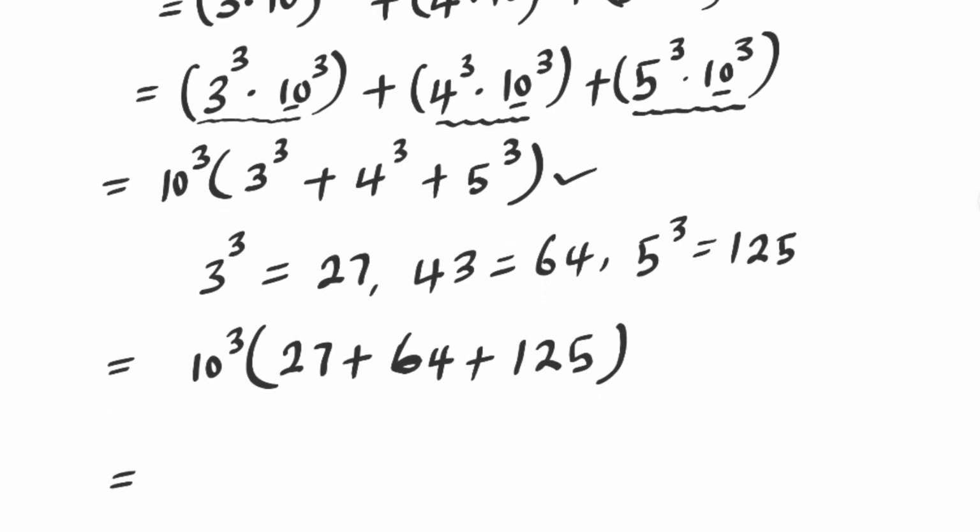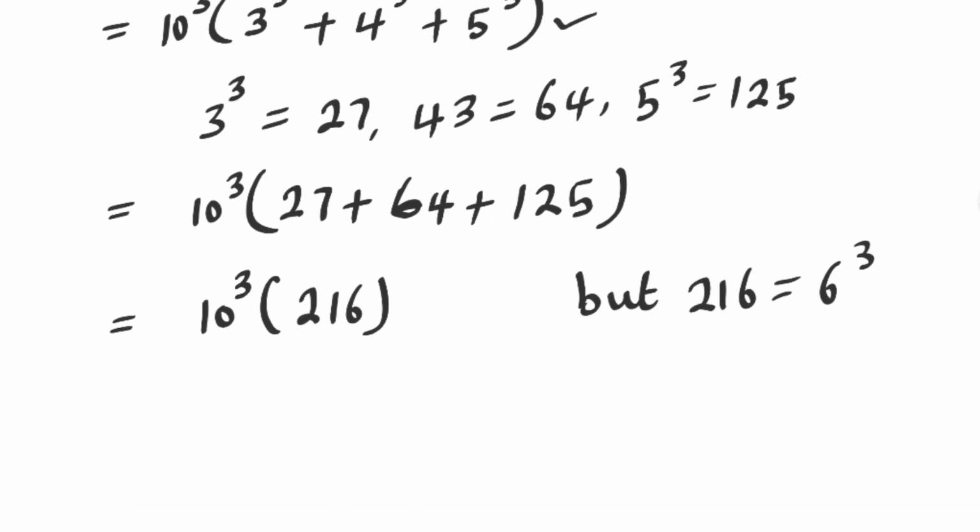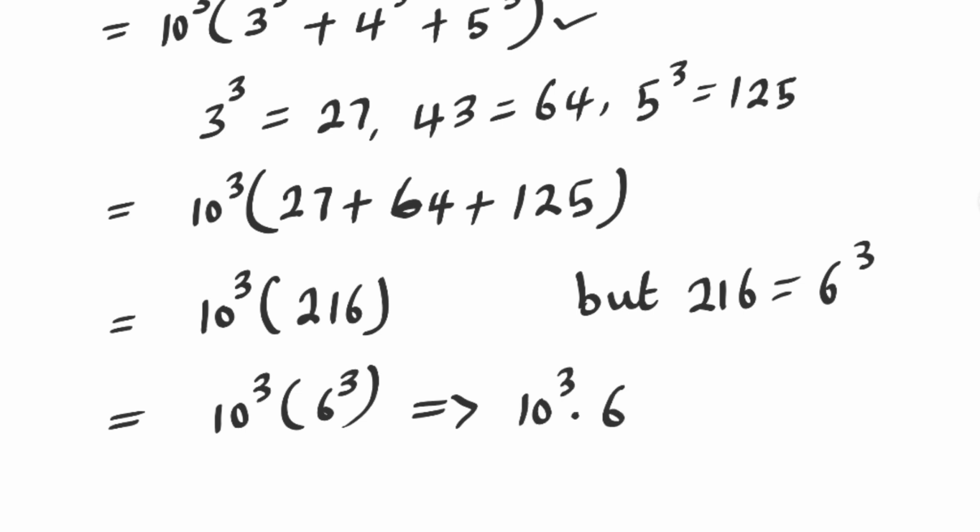This is equal to, if you add 27 plus 64 plus 125, that is 216. We have 10 raised to power 3 bracket 216. But 216 is equal to 6 raised to the power of 3. Then we have 10 raised to power 3 bracket 216, now is 6 raised to the power of 3. This is the same thing as 10 raised to power 3 multiplied by 6 raised to power 3.